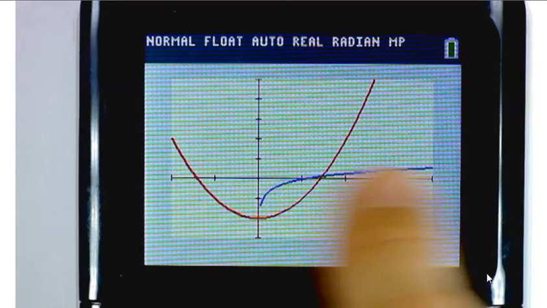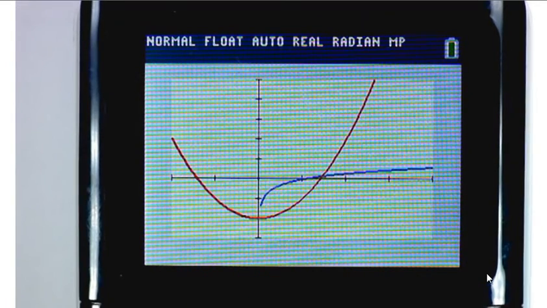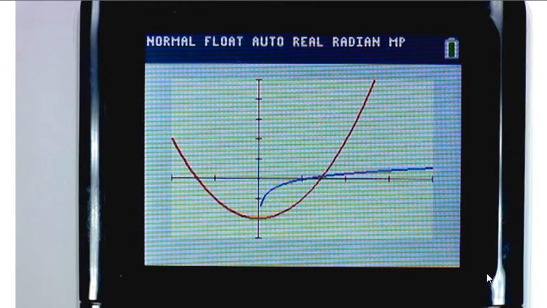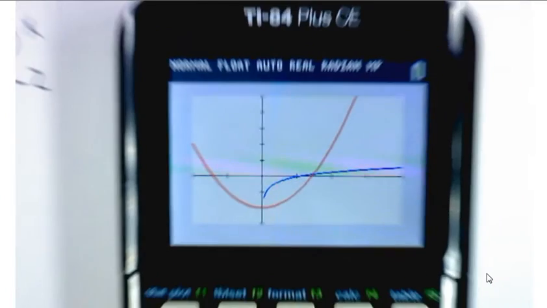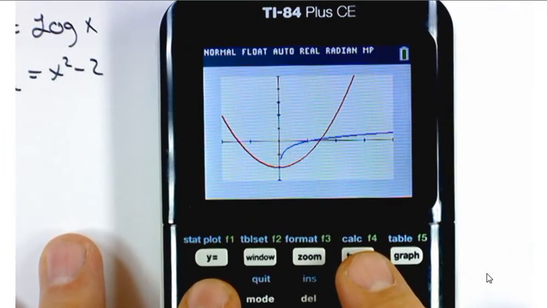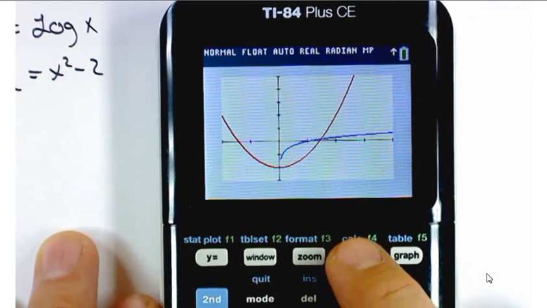Now, our logarithm function stops at the y-axis. Yeah, it's not defined for negative values, so easy. How many solutions do you think we're going to get to this one equation? One, right? Just one point where those two lines intersect. So to find where those two lines intersect, let's go to the Calc menu. Hit the second button, and then Calc.